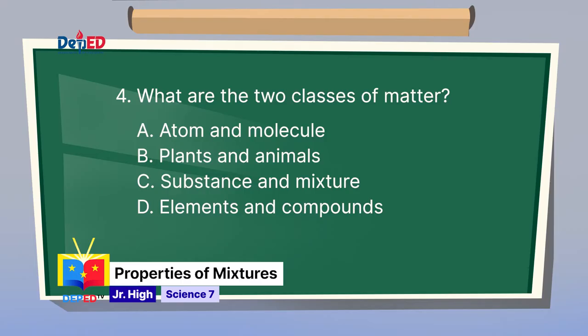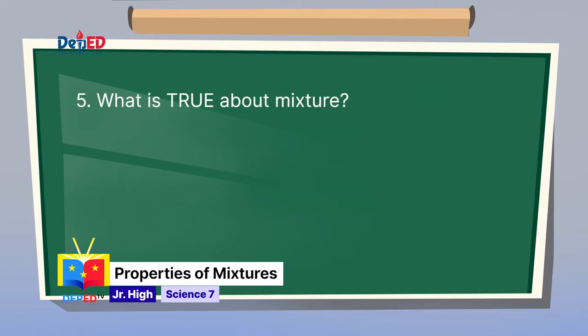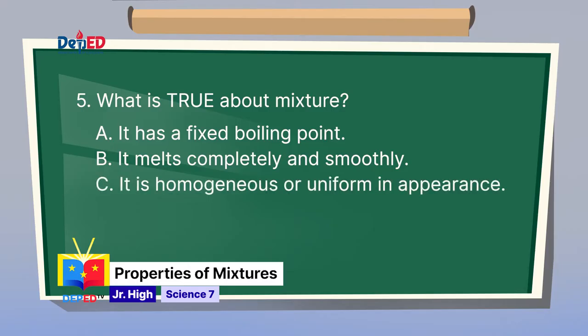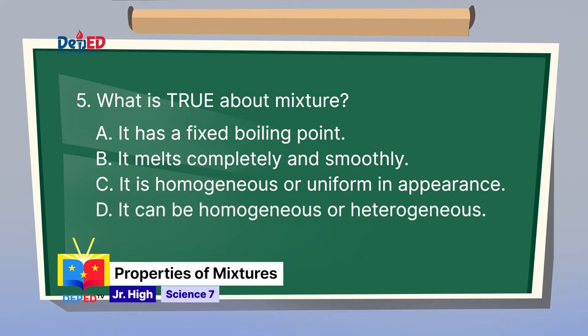Matter has two classes, and these are substance and mixture. The answer for question number 4 is letter C. Number 5. What is true about mixture? A. It has a fixed boiling point. B. It melts completely and smoothly. C. It is homogeneous or uniform in appearance. D. It can be homogeneous or heterogeneous.